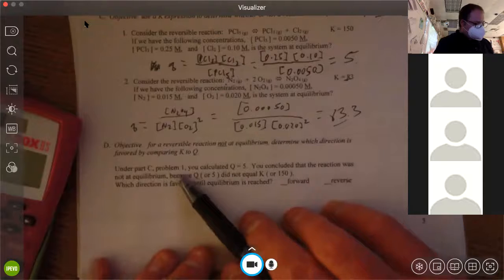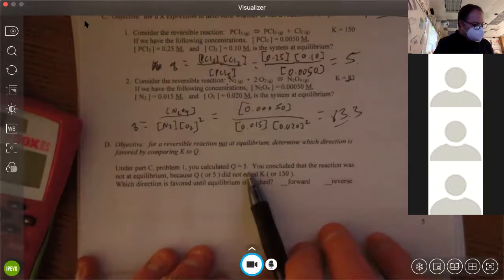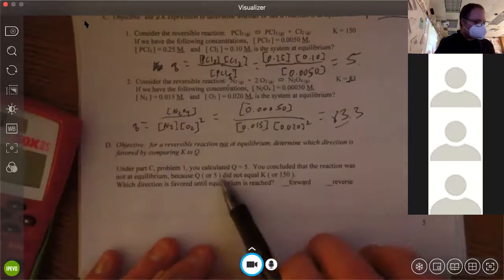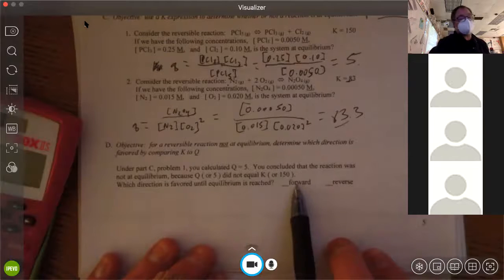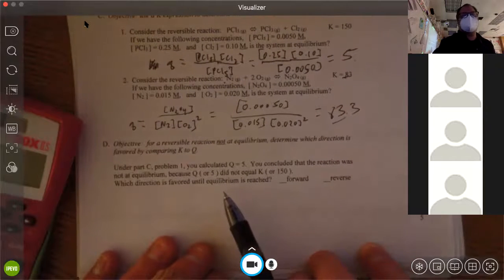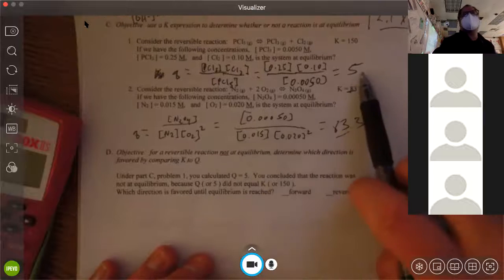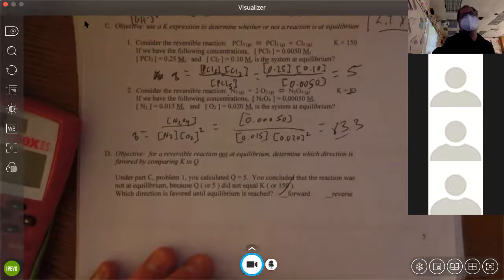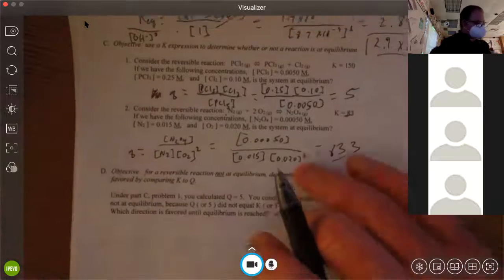Under part C, problem 1, you calculated Q equals 5. You concluded that the reaction is not at equilibrium because 5 does not equal 150. Which direction is favored until equilibrium is reached? Well, we said we got to make more product. The way we make more product is we use up reactant and we go forward.